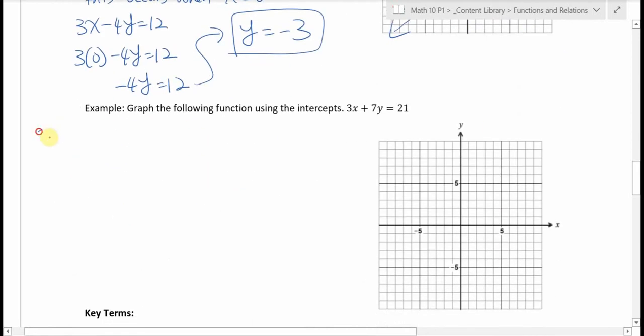Okay, so to find x-intercept, again, you let y equals 0, right? That's how you find x-intercept. So then I have 3x plus 7 times 0 equals 21, which means 3x equals 21, and therefore x equals 7. So there is my x-intercept.